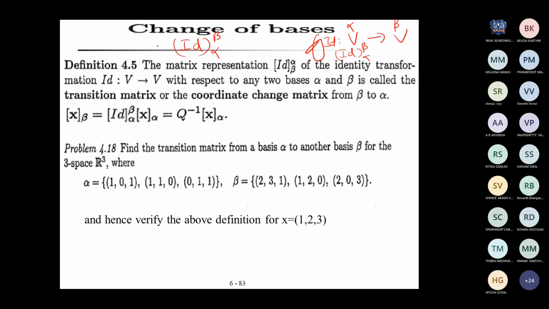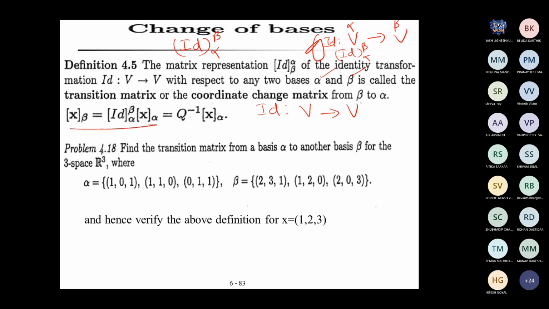So now look into this. You have the identity transformation defined from V to V. It can be defined only from one vector space to the same vector space, so you have to remember that, with respect to any two bases alpha and beta. Okay, so please read this statement.